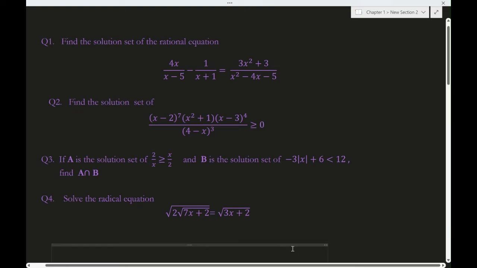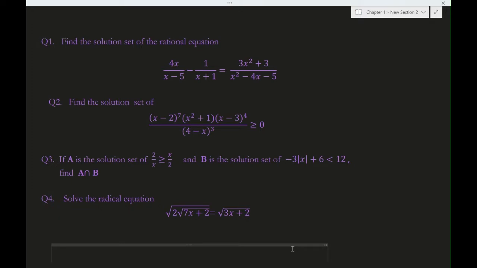Hello, in this video, we'll be solving four interesting problems. The first question is to find the solution set of the rational equation, and the second one is to find the solution set of this rational inequality.